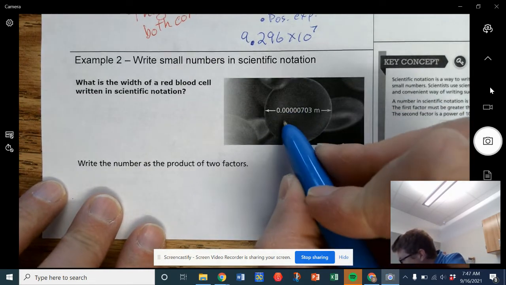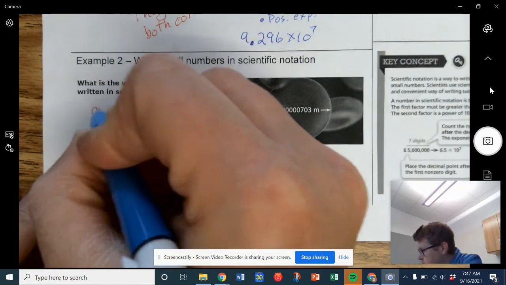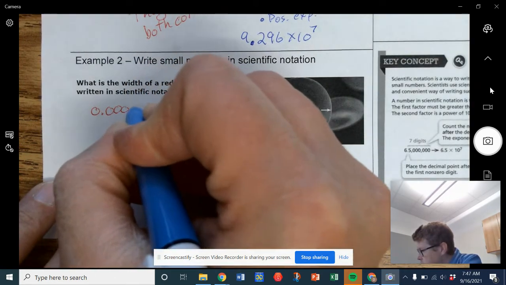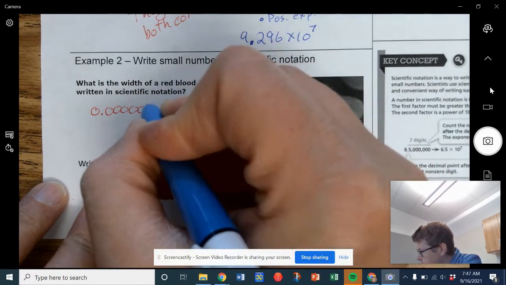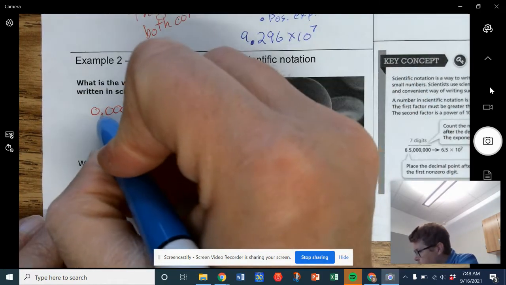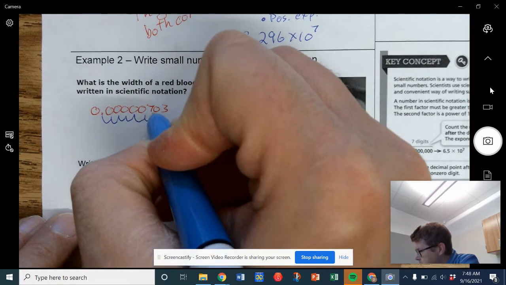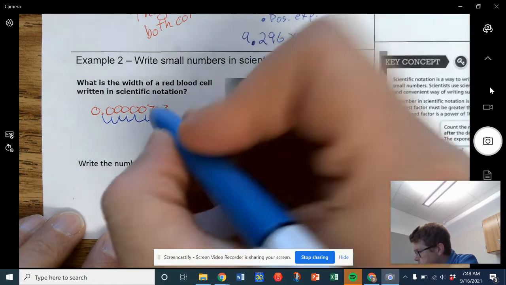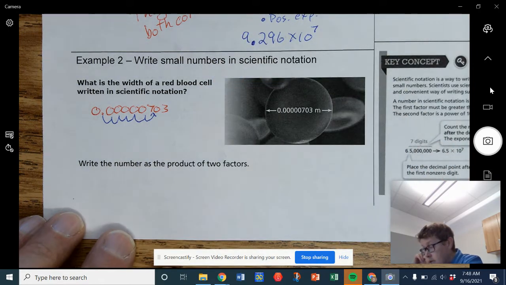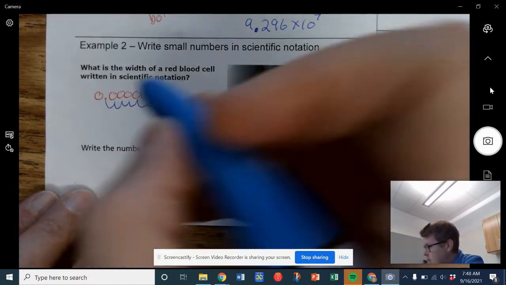So let's see, I'm just going to rewrite it. 1, 2, 3, 4, 5 zeros, 703. Okay. So I move it 1, 2, 3, 4, 5, 6 spaces to the right. So 6 spaces to the right. I know it's going to be a negative exponent because it's a small number.